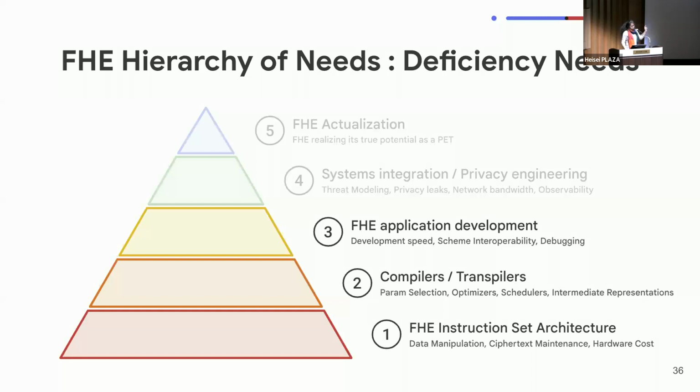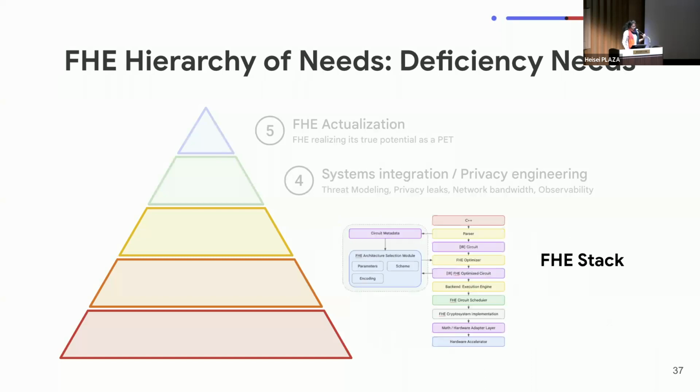And a hierarchy is a more abstract term. On the bottommost layer, it talks about the needs. So the bottommost one, the instruction set architecture, the needs are instructions and the cost. In the second layer, we worry about parameter selection. We worry about optimizers, cost models, schedulers, intermediate representations. On layer 3 is where we think about development speed, debuggability, scheme interoperability. Even though scheme interoperability came in level 3, actually it's addressed by ciphertext maintenance operation in level 1. It's a more abstract framework.